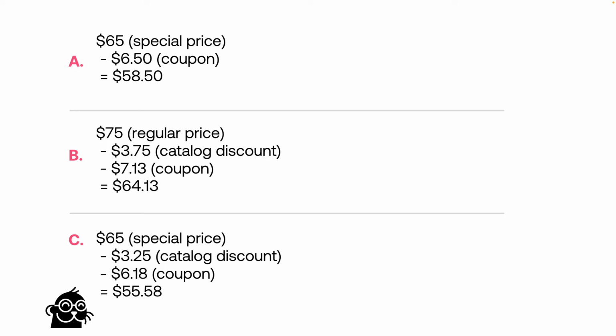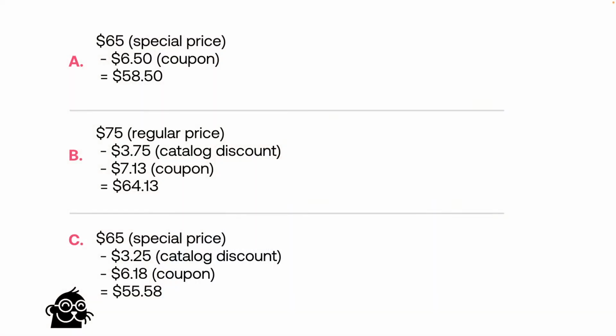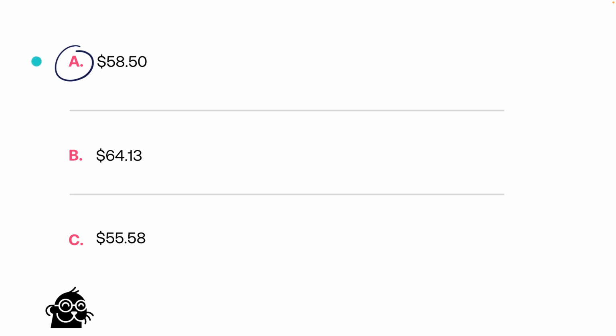And finally, we have our special price minus the catalog discount minus the coupon. I'm guessing this is what a good number of you will choose because of the confusion as to when the catalog discount applies in this situation. That answer is also incorrect because, again, special price and catalog price discount are both viewed at the same time. So neither of these is accurate. That means our accurate answer is 58.50, which is answer A. And we have a winner.